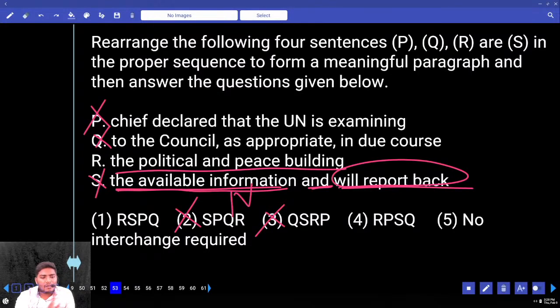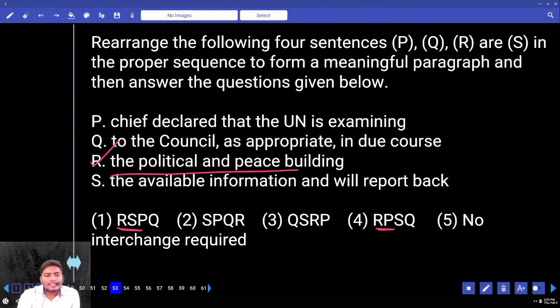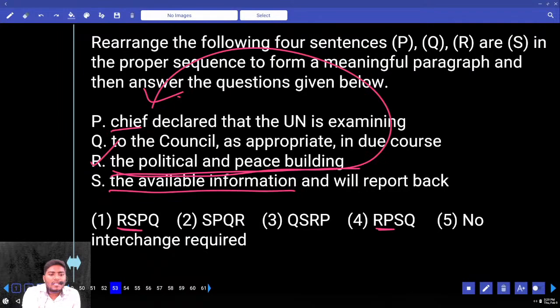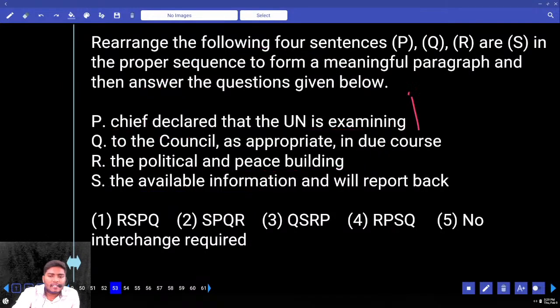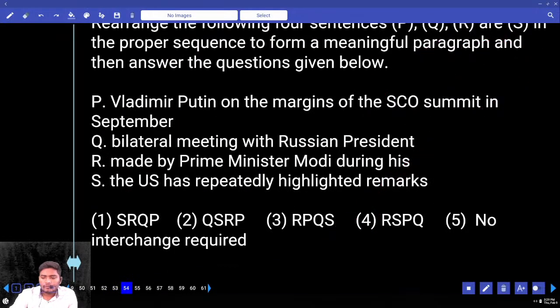So from the beginning we are eliminating 3 sentences. Now the remaining ones are RS or RP. Start the sentence with R. Tell me which one we can combine. "The political and peace building, the available information." "The political and peace building chief, he declared that the UN is examining something." Which one is correct in these two? We can only connect R with P. That is the only meaningful one. So the answer comes with 4. Move to 54.